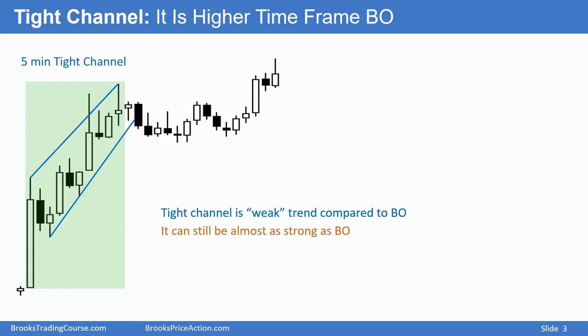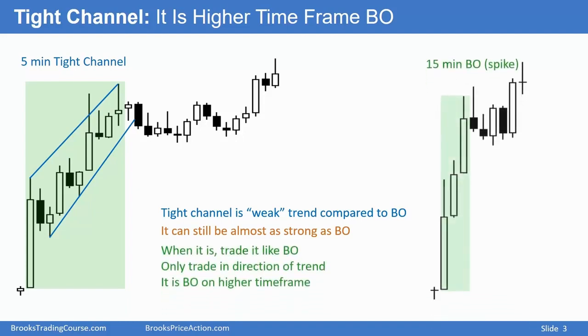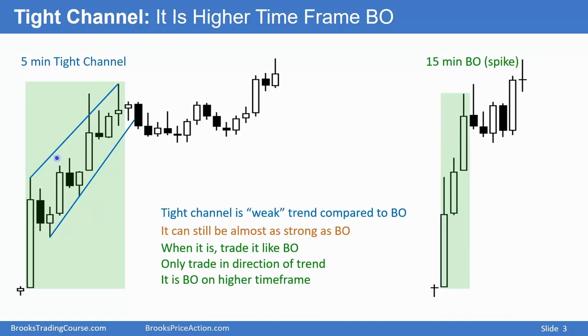So I think of a tight channel as a strong trend, and I trade it like a breakout. And as I said, on a higher time frame chart, it is a breakout. So for example, 5-minute chart, this green box here is the same bars, but this is a 15-minute chart. And it's clearly simply a strong breakout, and you don't want to be selling. So you only want to be trading in the direction of the breakout.